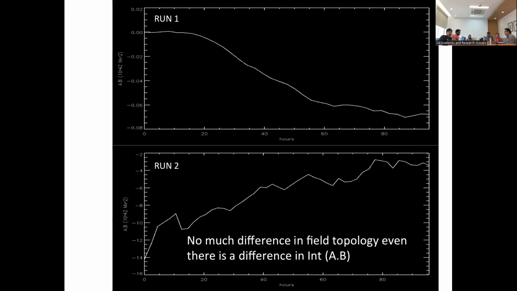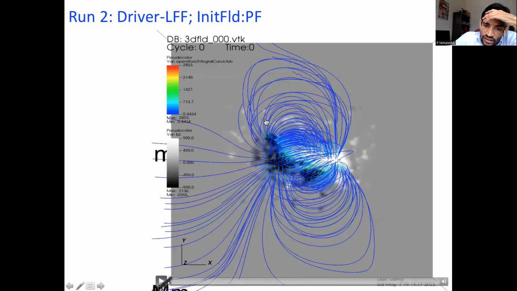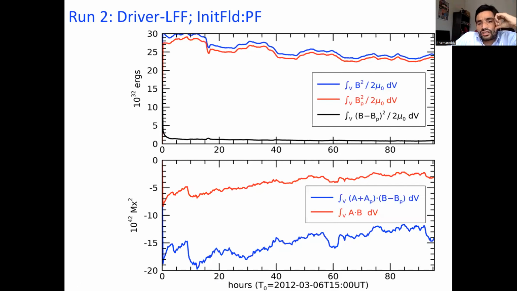Yes, I'm already done. Let me point out my concern: in run 1 and run 2, there is a difference in A dot B values, of the order of multiples of 10, 20, but even then there is no significant difference in the field topology. That was my concern. I'm still working on it.